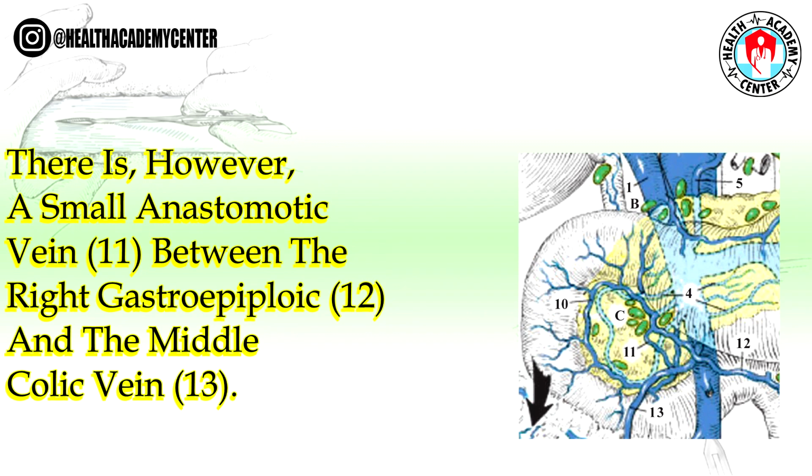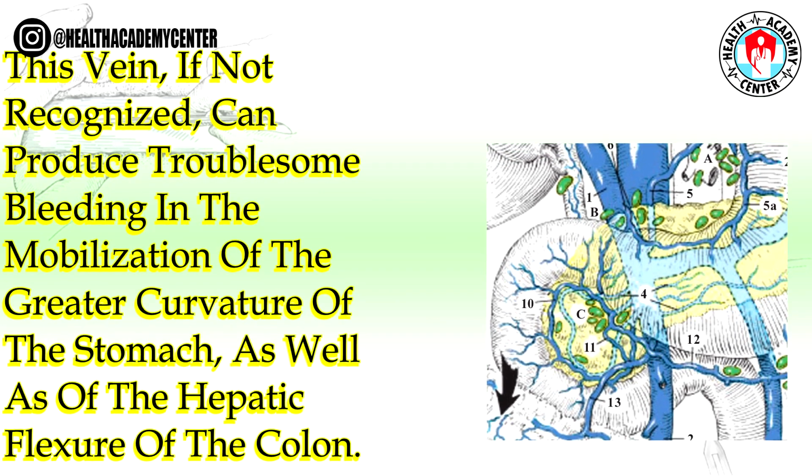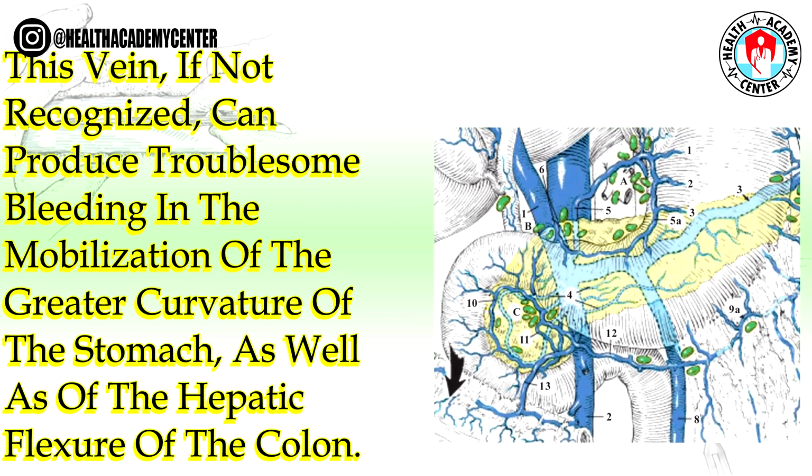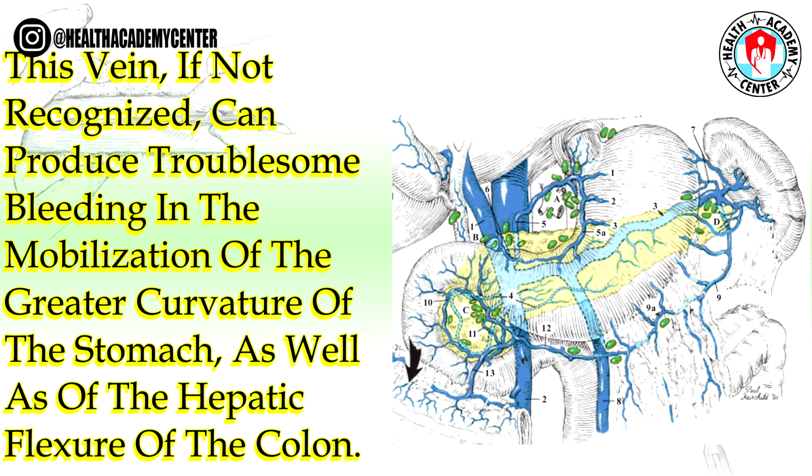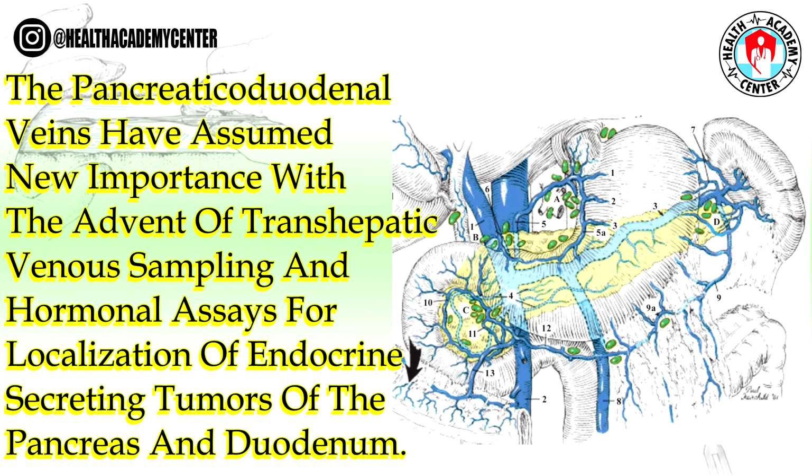There is, however, a small anastomotic vein, 11, between the right gastroepiploic, 12, and the middle colic vein, 13. This vein, if not recognized, can produce troublesome bleeding in the mobilization of the greater curvature of the stomach, as well as of the hepatic flexure of the colon. The pancreaticoduodenal veins have assumed new importance with the advent of transhepatic venous sampling and hormonal assays for localization of endocrine-secreting tumors of the pancreas and duodenum.